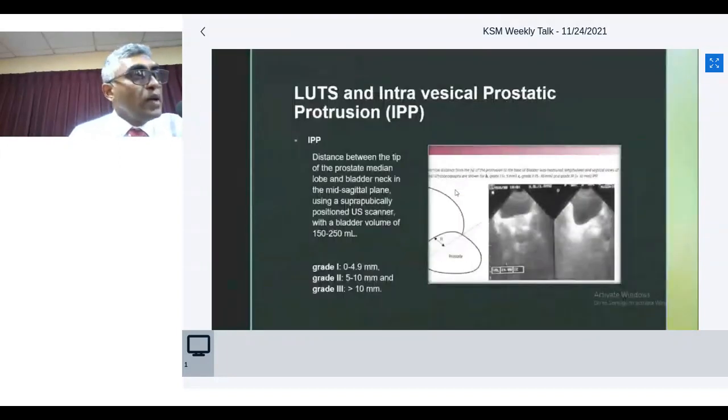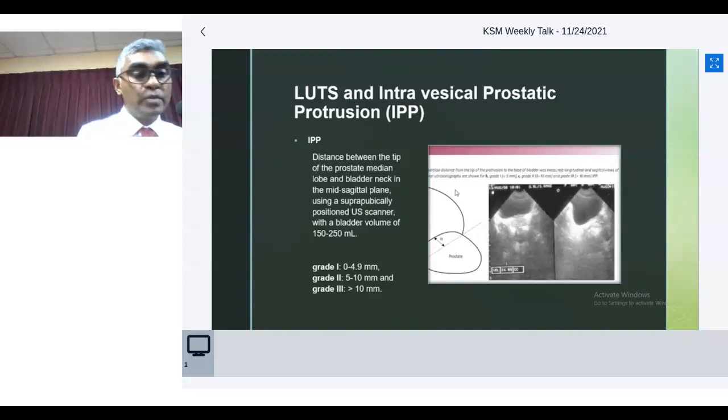Another parameter we take into account is the intravesical protrusion of the prostate. That is, from the base of the bladder, how much of your prostate is protruding into the bladder. When there is growth of the median lobe, it can act as a ball valve and cause more and more symptoms. This comes from work done in Singapore, and now it is included in most of the guidelines as well. So we consider this when we start treating these patients and when we are taking them into surgical management.